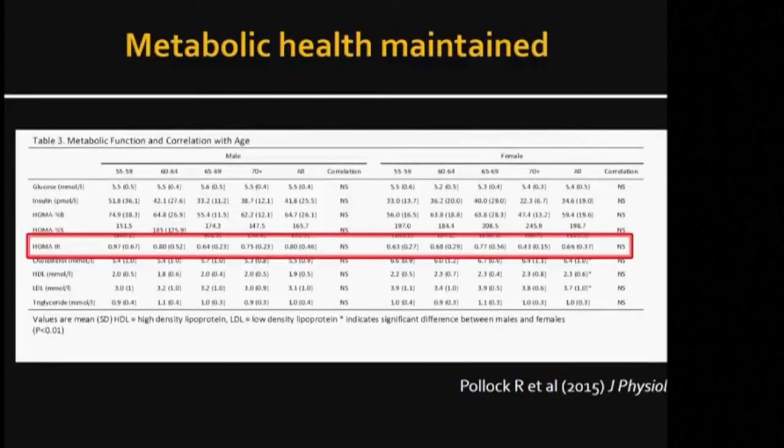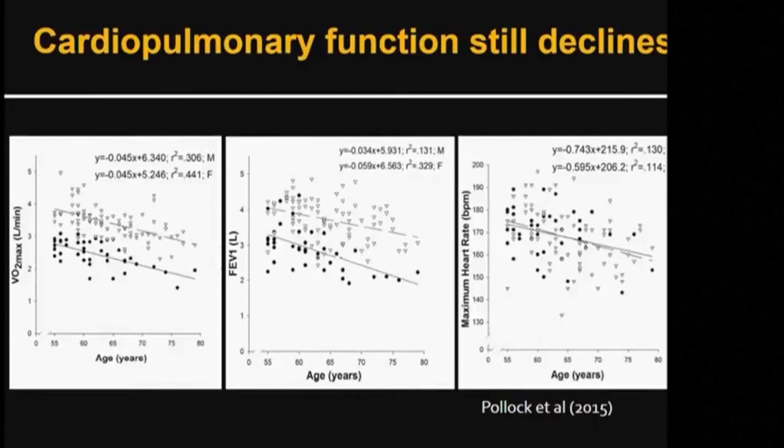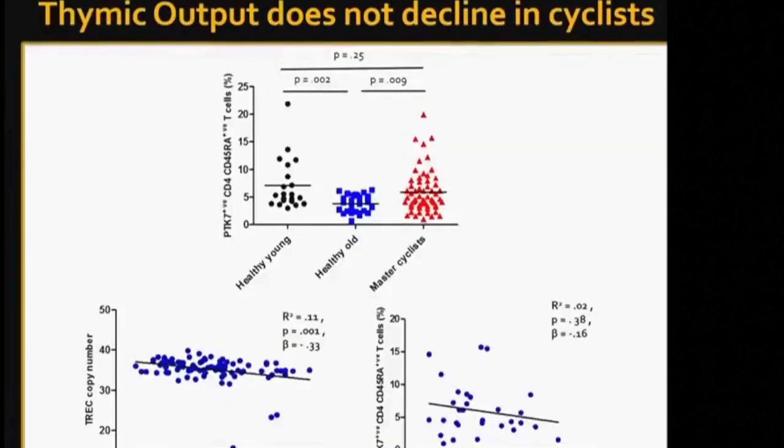What about other things? Again, we'll often say that you increase your insulin resistance with age. No, the HOMA-IR value didn't change with these people at all, so they maintained good metabolic health. But it doesn't protect you against everything. VO2 max declined across the groups, FEV1 lung function declined, and maximum heart rate declined. So it can't protect you totally. Some things are intrinsic aging processes.